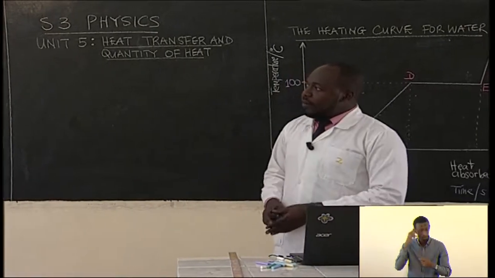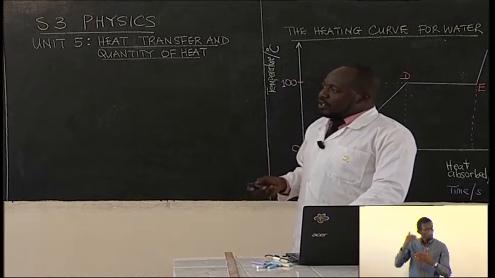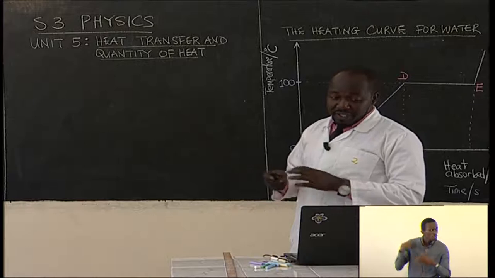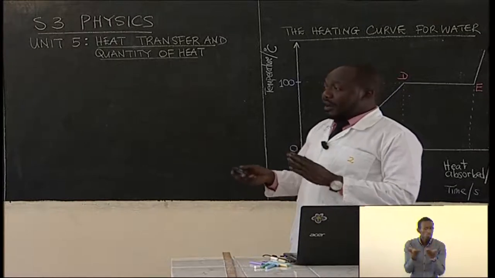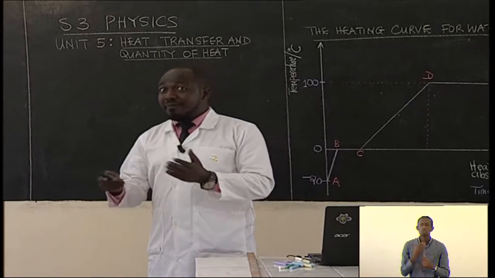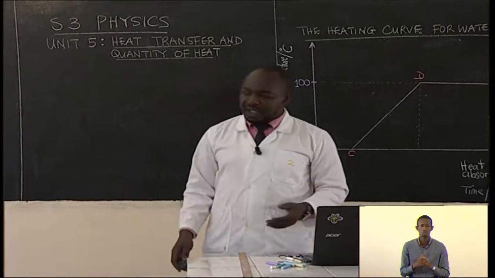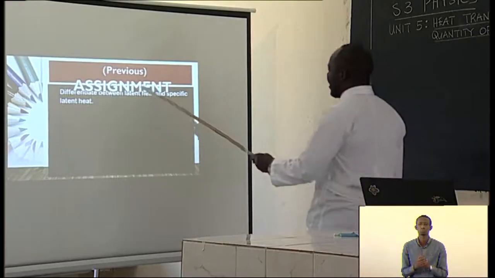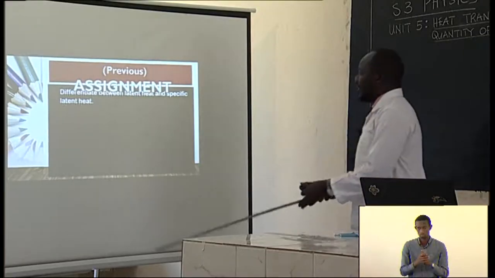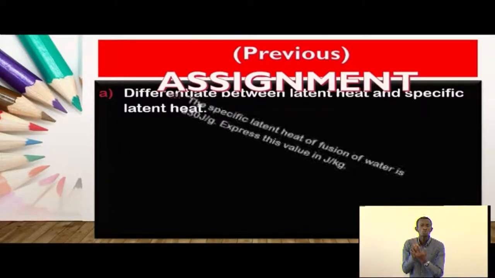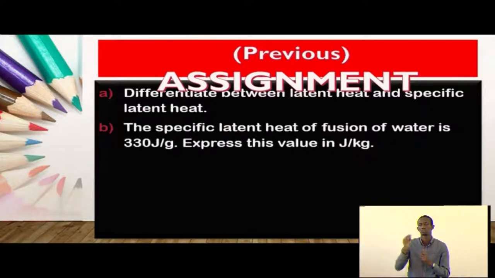Now, before we get started, we want to look at the previous assignment. You remember last time I left you with some work to do. Some of them are very easy, which I'm going to ignore. I'm going to concentrate on parts that I think may have given some of you some challenge. So part A, differentiate between latent heat and specific latent heat. That is quite very easy. I'm not going to spend time on that. Let me go to the next one, which is part B.